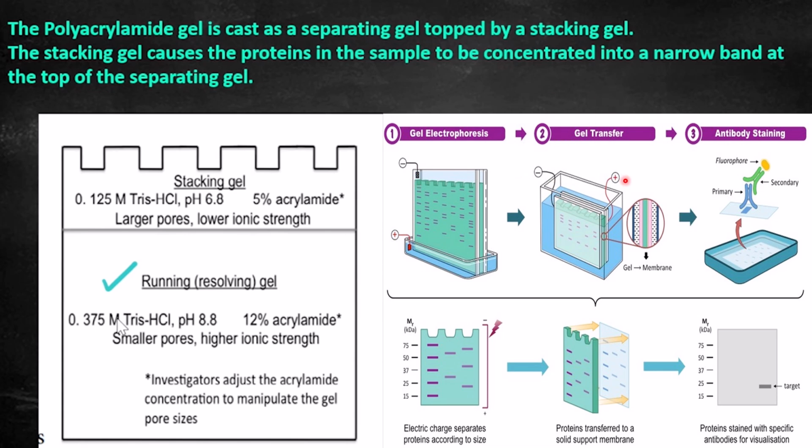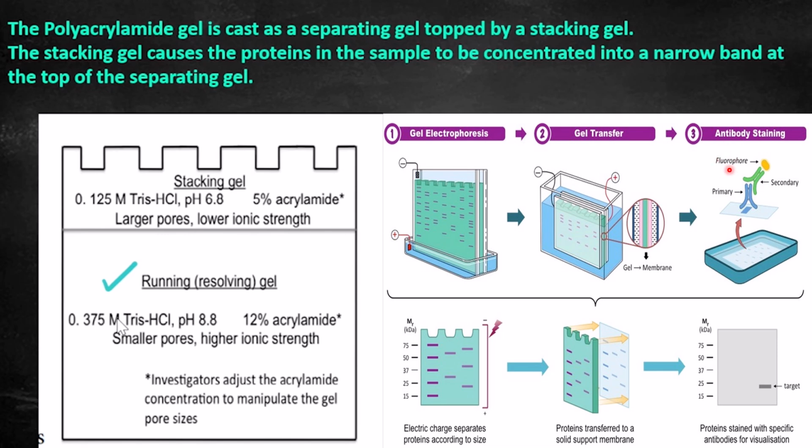Another step is gel transfer. Here the gel is being transferred. You use sponge, gel, PVDF membrane, again sponges, and electricity is provided. And here you have to keep it around 20 to 25 watts for 50 minutes, depending on your need.